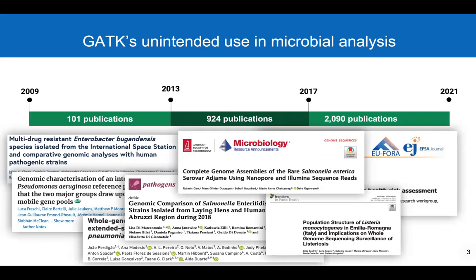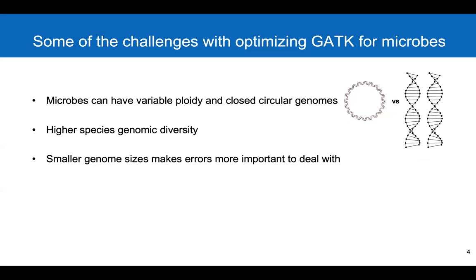Seeing how the microbial community was already adopting GATK, we decided to develop improved and accurate GATK methods specifically intended for microbes. Let's talk about some of the challenges with optimizing GATK for microbial genomes. First, microbial species can have variable ploidy, and many have circular closed genomes, while human genomes are linear and diploid. Microbial genomes have very high genomic diversity. Additionally, microbial genomes are much smaller in size compared to human genomes, and therefore, sequencing and variant calling errors made with microbial genomes are significantly more important to deal with.